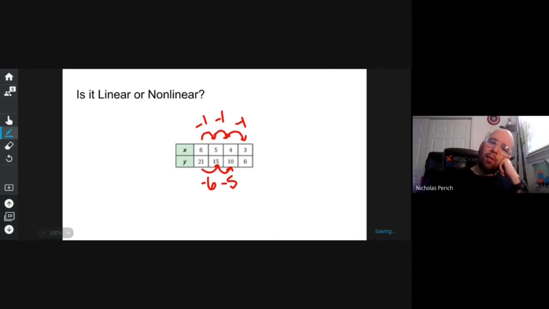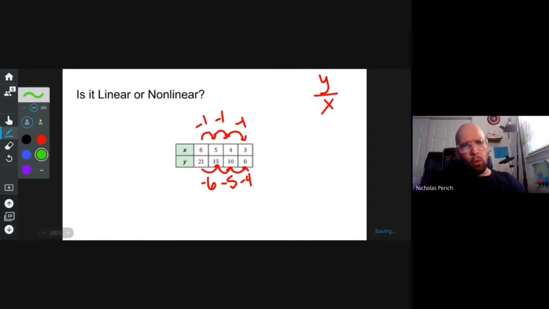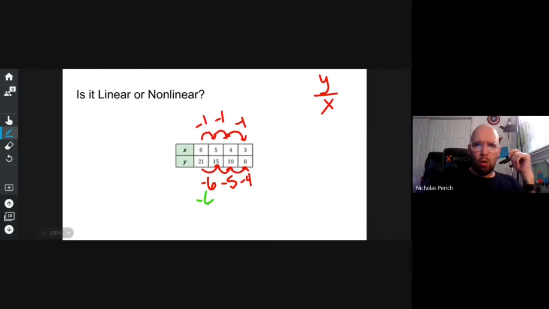How do I get from 10 to 6? I minus 4. So if I focus on my y's over x's, my y over x for this one is, my y is negative 6, my x is negative 1. I get negative 6 over negative 1, which is just 6.